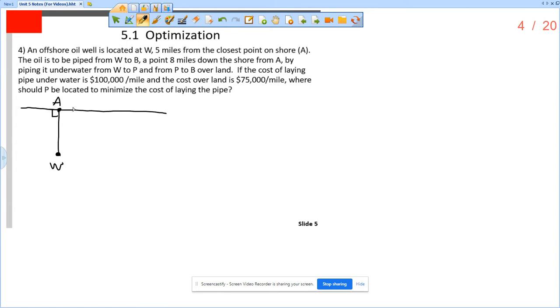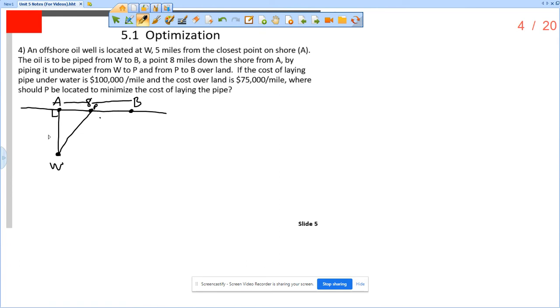The oil is to be piped from W to B. B is where the oil needs to end up, which is 8 miles down the shore, so 8 miles from A to B. We're piping it underwater from W to P and from P to B over land. So there is some point P somewhere in here. We pipe from W to P underwater and then from P to B over land. And now the question is where should P be located?